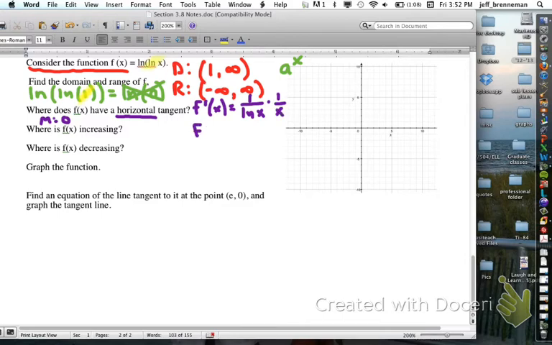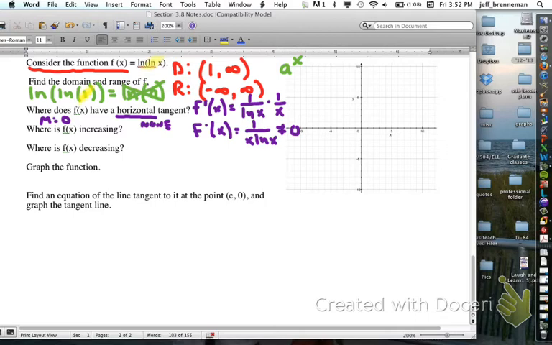And so what we need to consider here is this: when will this function be 0? Well, if you said never, you're correct. This function cannot be equal to 0 because the numerator is 1, and so there's no values of x that we could put in there that would make this fraction for the derivative 0. And so there are no horizontal tangents.